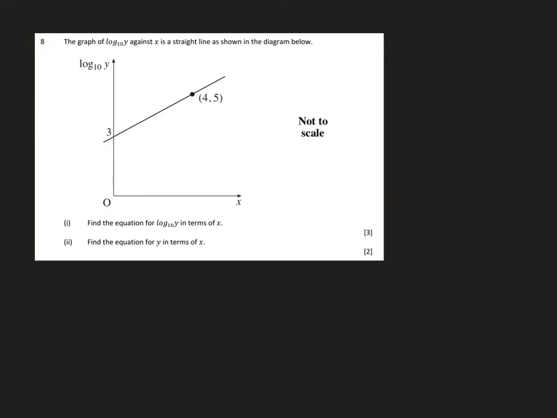Question 8, a slightly different logarithms question. We have a graph of log 10 y against x, a straight line. So find the equation for log 10 y in terms of x. This is basically all about finding the equation of a straight line. Now, the two things that you need to know are the gradient and the y-intercept. So the gradient we can calculate if we use the coordinates here. I'll just write in that the y-intercept is 0, 3.